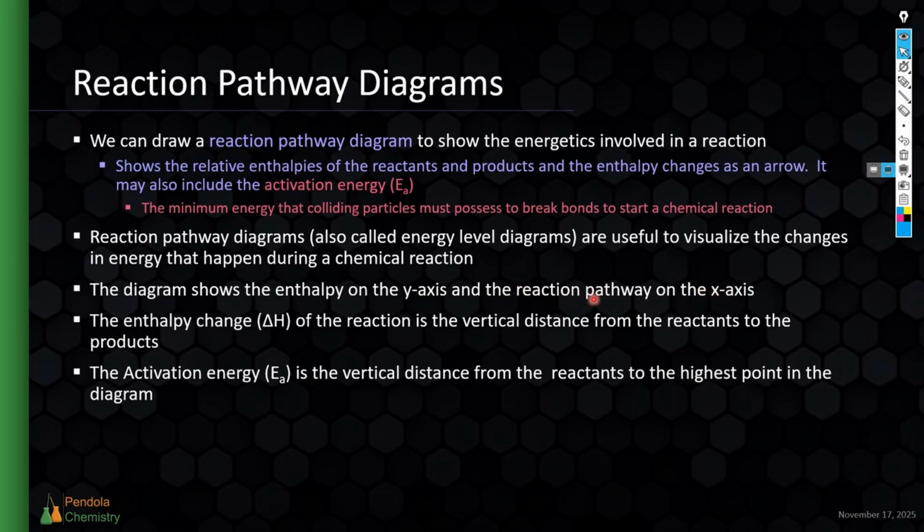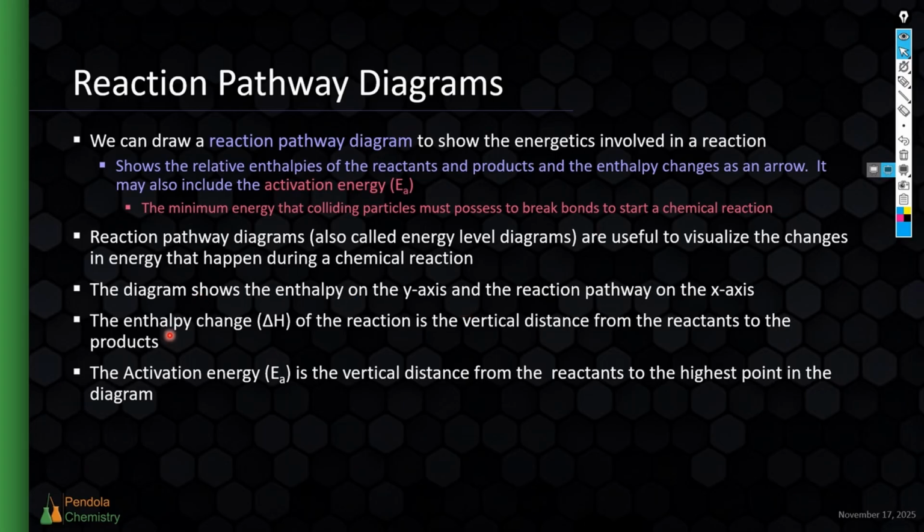What does that mean? Because that's a very big x-axis, right? Reaction pathway just means reactants versus products and the stuff in between. What energy do the reactants have? What energy do the products have? And how do we get from point A to point B? And I'm going to show you a picture in the next slide that's going to make a lot more sense.